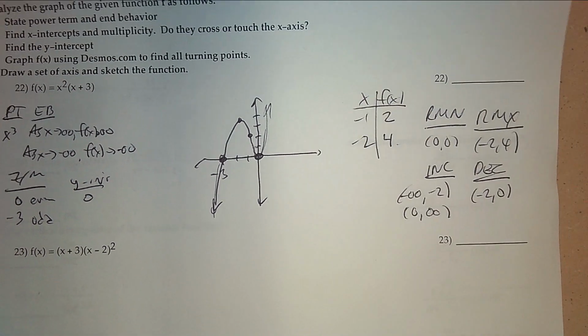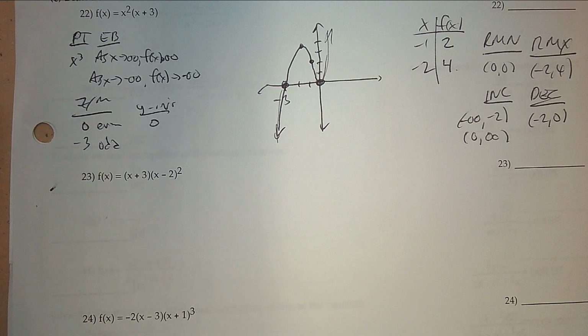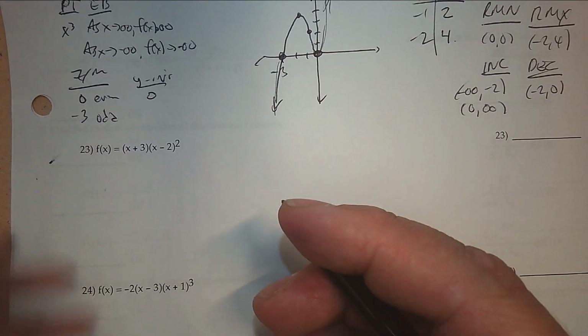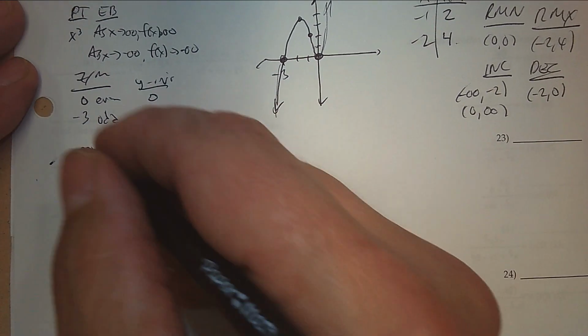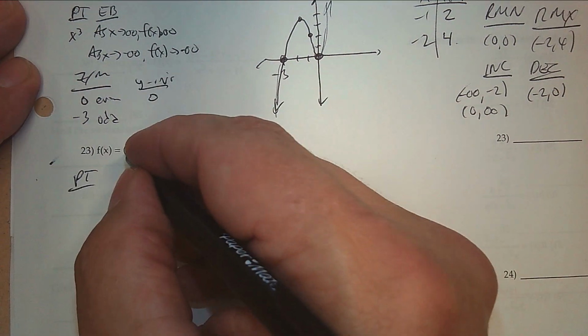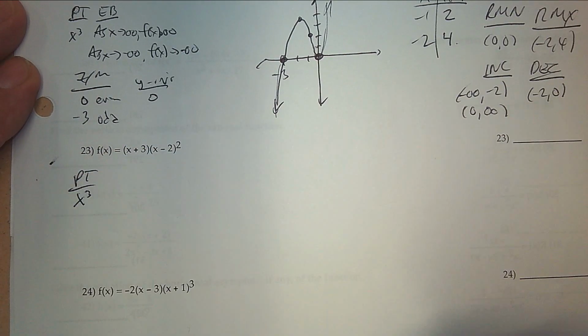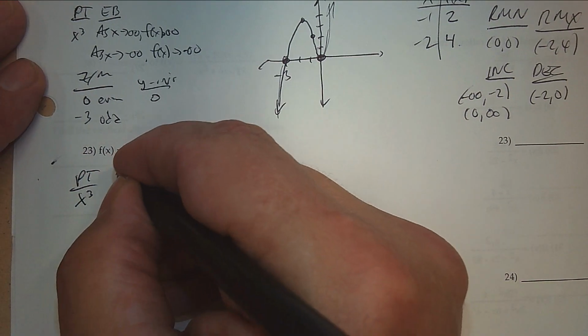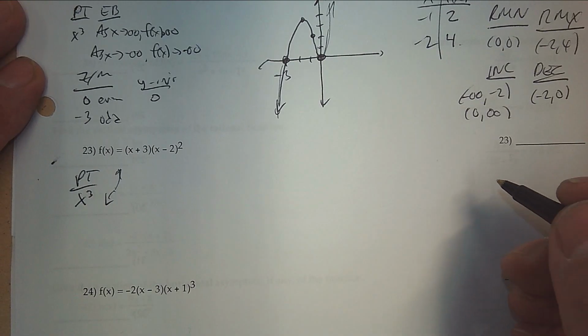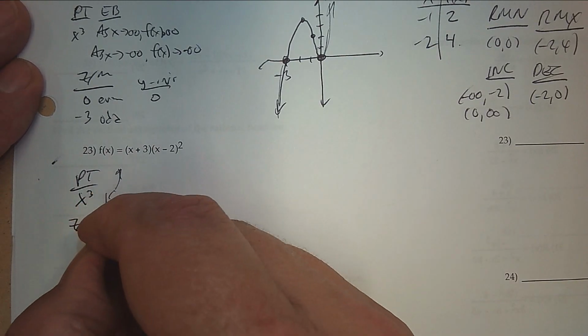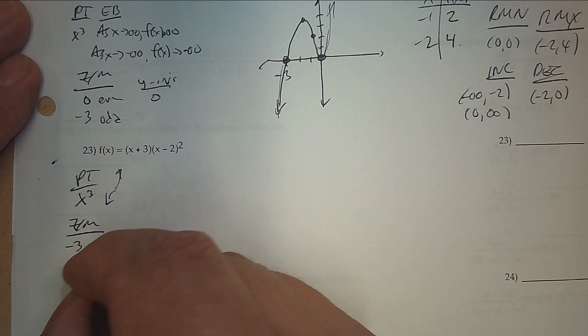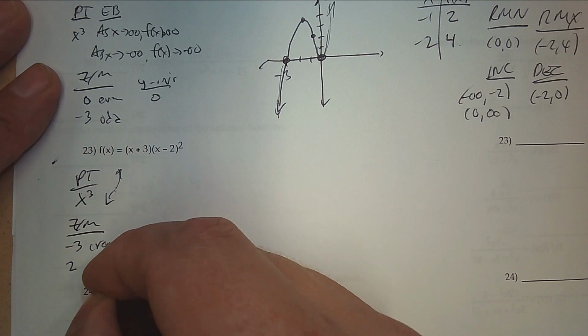Let's look at number 23. At any time you can press pause, right? If I'm going too fast, do the work. So the power term here is x squared times x, which is x cubed. So the right end goes up and the left end goes down. We know the zeros and multiplicity, negative 3 and positive 2. One it's going to cross and the other is going to touch.